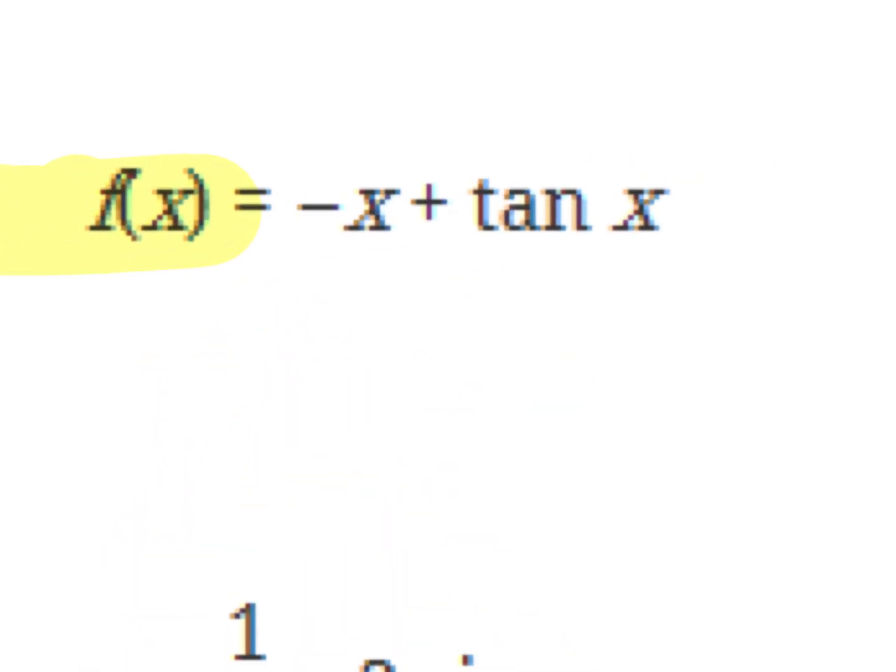All right. So we're finding the derivative here. Since we're adding, we can just find the derivative of each term separately. So our derivative of negative x would be what? -1. Awesome. Plus the derivative of tangent of x would be secant squared. So that would be our derivative.